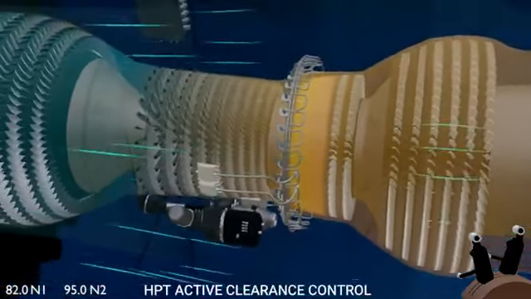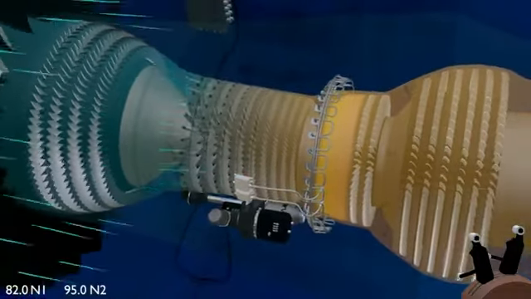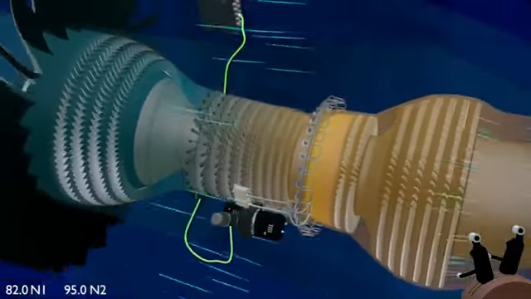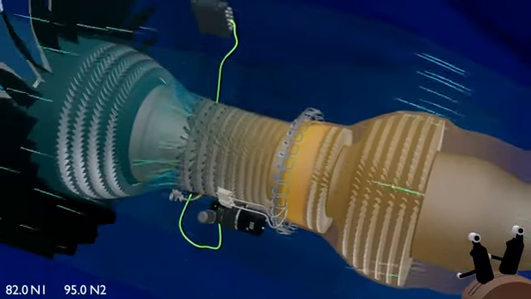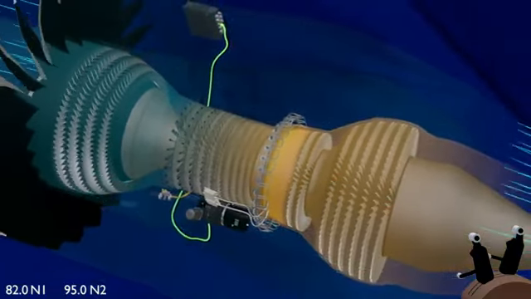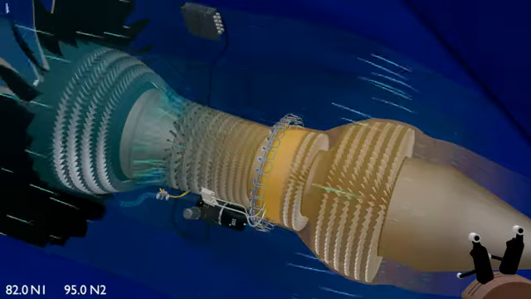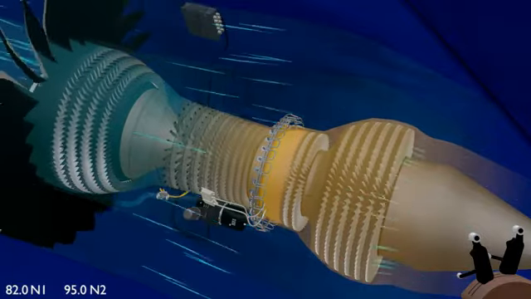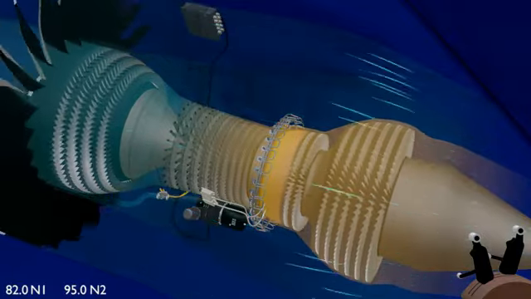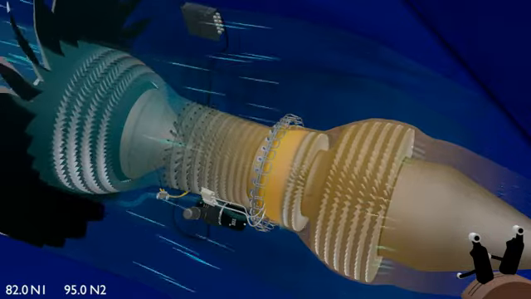High-pressure turbine active clearance control. The EEC commands the HMU to send servo fuel pressure to the HPT-ACC valve. The valve opens to let the engine bypass air pass through a duct, and onto the manifold around the high-pressure turbine casing.